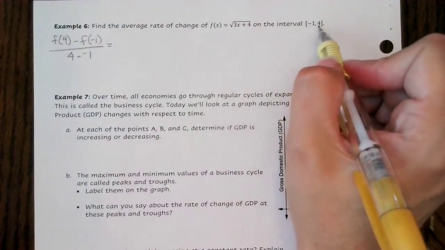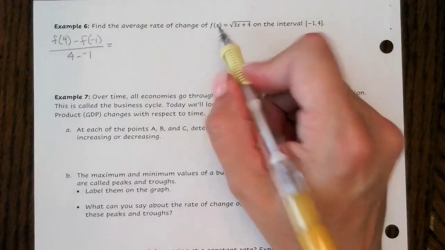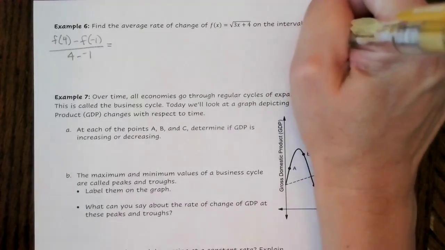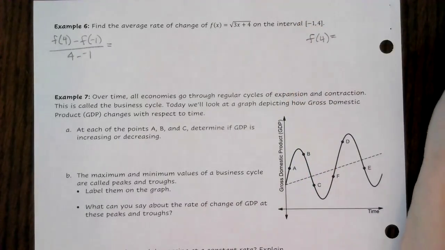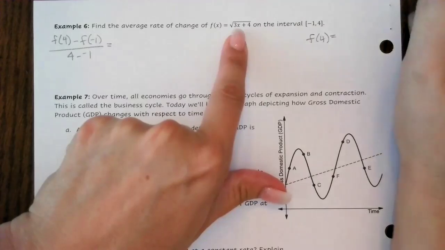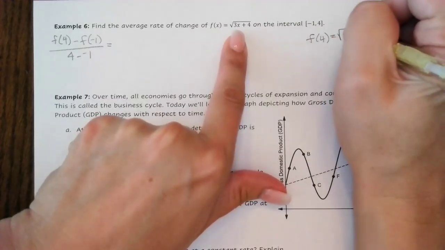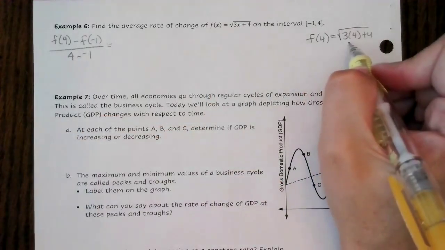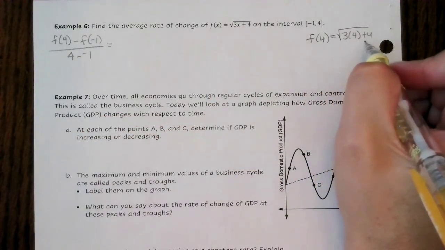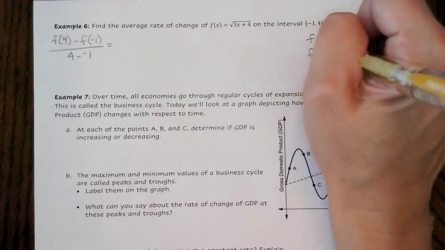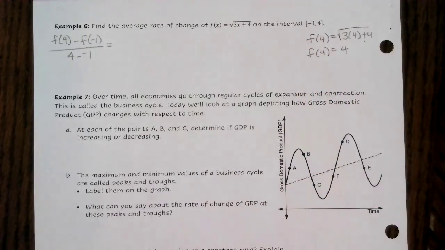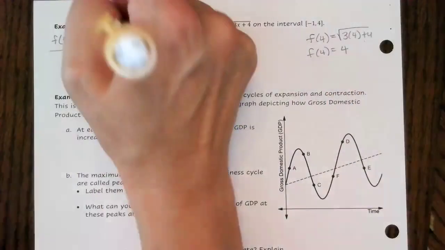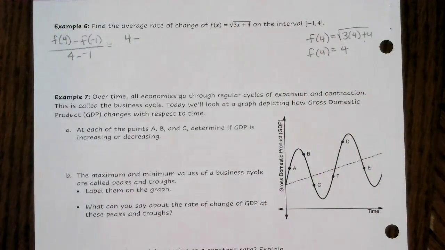So now I find the value at 4. And remember, I could do that to the side if you want. So f of 4, that's when we plug the 4 into the x. So 4 is my input value. So I do 3 times 4 plus 4. And so that is 12 plus 4, which is 16. And the square root of 16 is 4. So f of 4 is 4. So I would get 4 here minus.